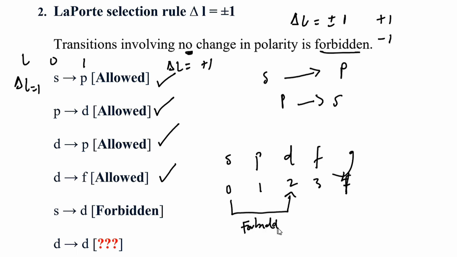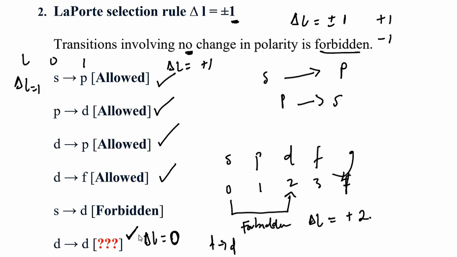That's forbidden because the change in L is positive, it's greater than 1. So now let's look at the d-d transition. Although looking at the Laporte rule, we might want to say that the d-d transition is actually forbidden because the change in L is basically 0, right? But there are some conditions that make this d-d transition possible. So the d-d transition is also possible in some cases.